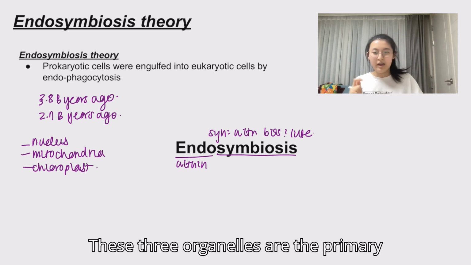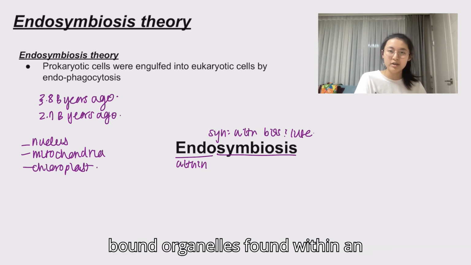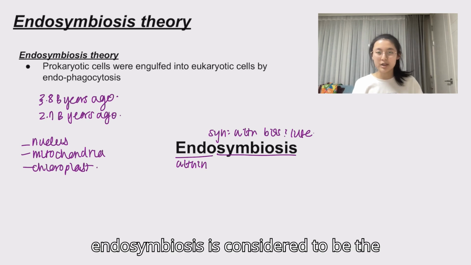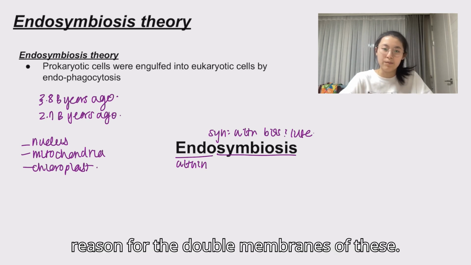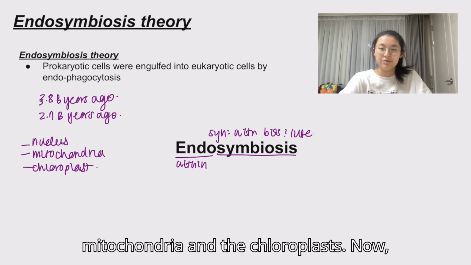Now, the mitochondria, nucleus, and chloroplast are the three primary types of double membrane-bound organelles found within a eukaryotic cell, and the theory of endosymbiosis is considered to be the reason for the double membranes of these organelles, specifically the mitochondria and the chloroplast.